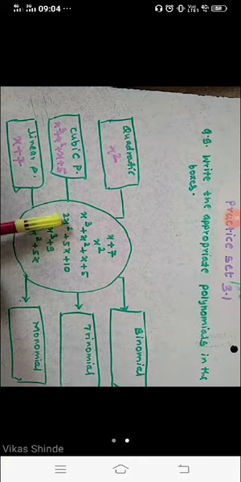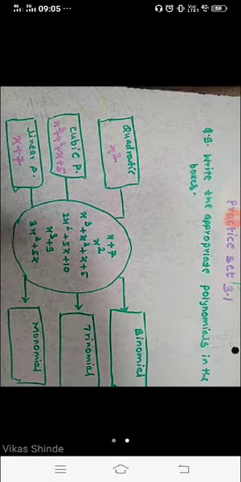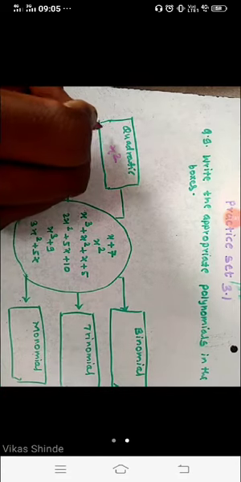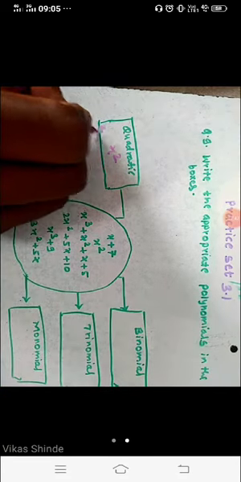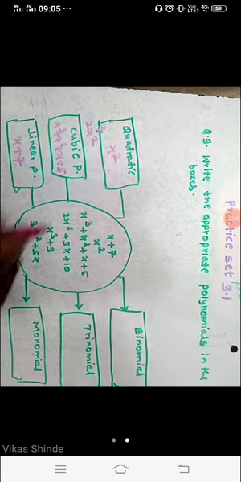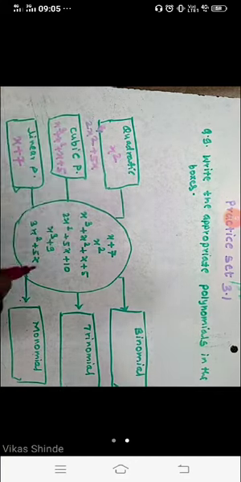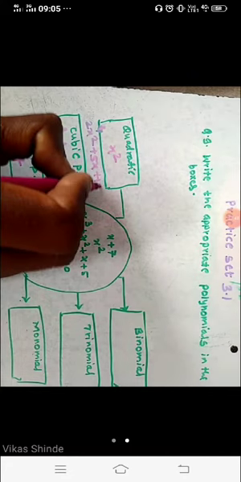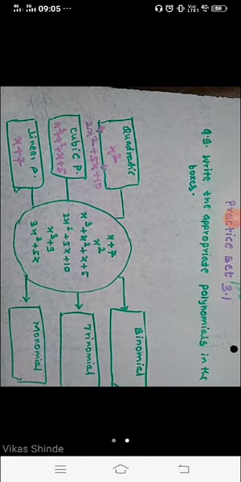You can write this 2x square plus 5x plus 10 above also. Those two are also here. I'm writing 2x square, student. Look carefully: 2x square plus 5x plus 10 here. These two are quadratic polynomials here.